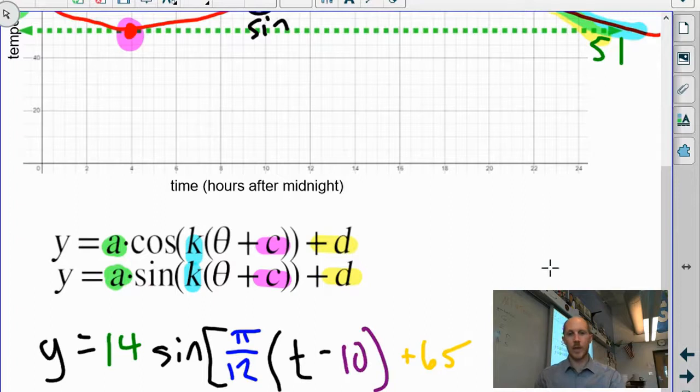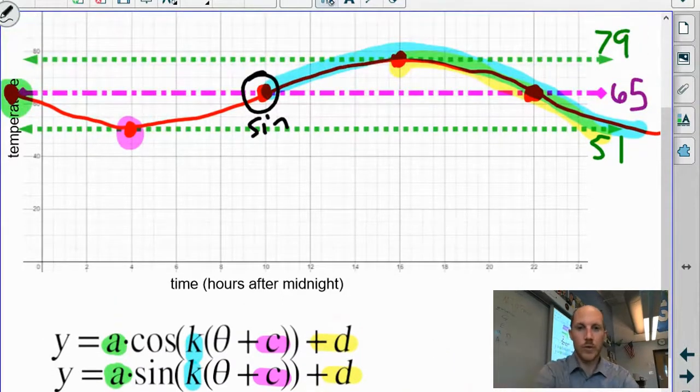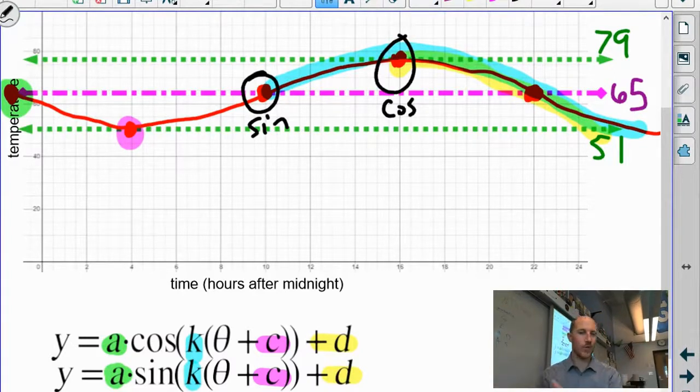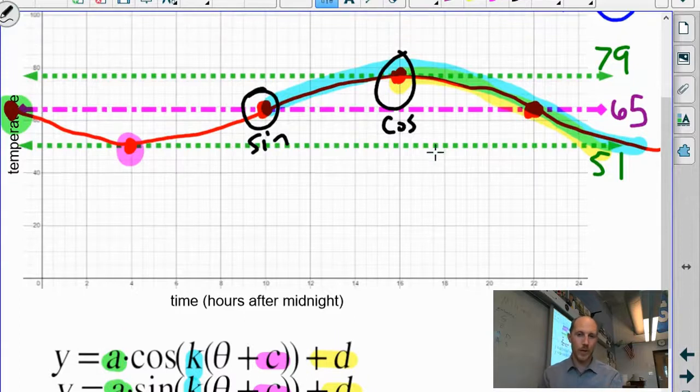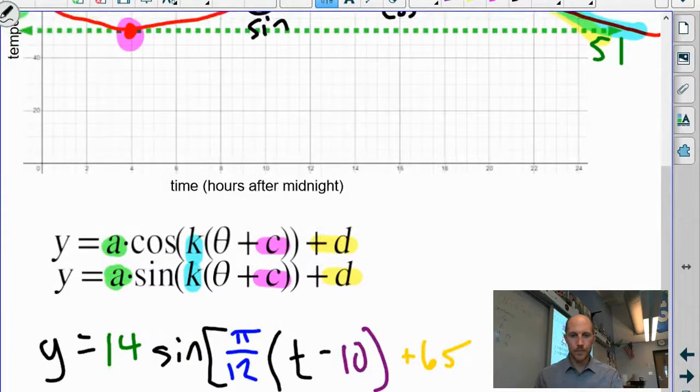That is correct. We could also do, instead, cosine. So let's look at that real fast. Cosine would start at the maximum, and so that's going to start right here. It's going to give me a different phase shift. That's the only thing that'll be different. I'm going to write cosine, and the phase shift will be different. So for cosine, I'll need a phase shift of 16 hours to the right. So in the equation, that'll be minus 16.